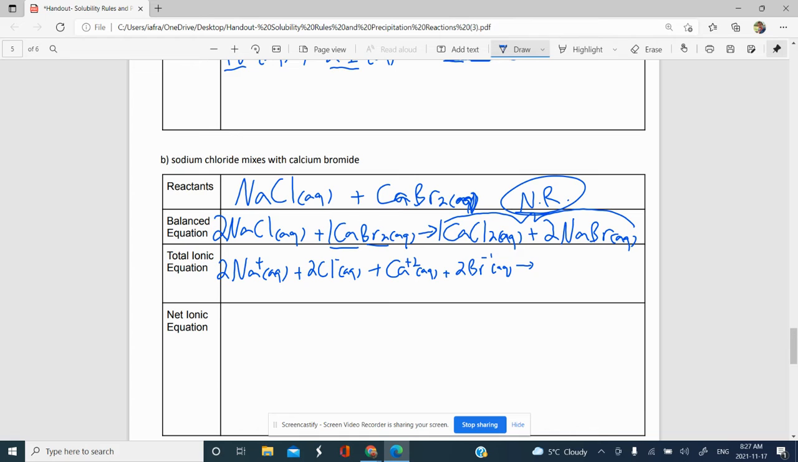And that will produce, we can dissociate everything here basically. So our calcium 2+ (aq) plus our 2 chlorides (aq), and typically we would have a precipitate to leave alone, but in this case there's no precipitate. So we have 2 sodiums here plus our 2 bromides (aq).